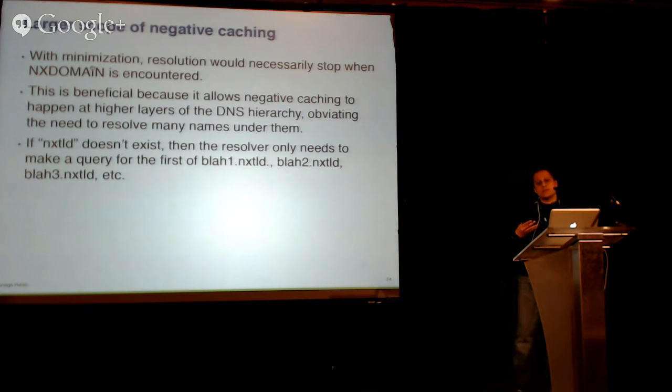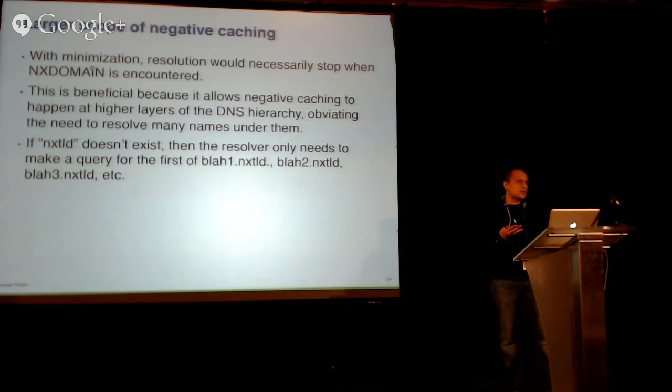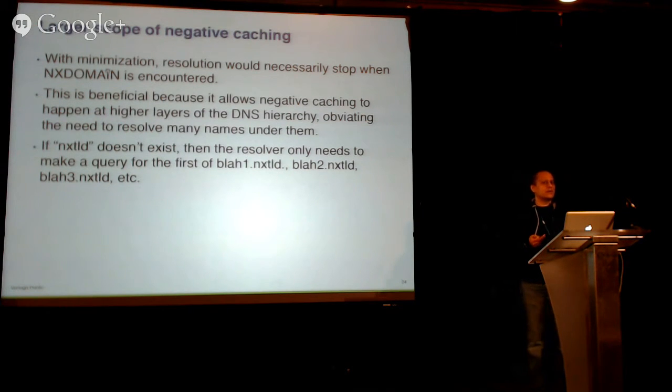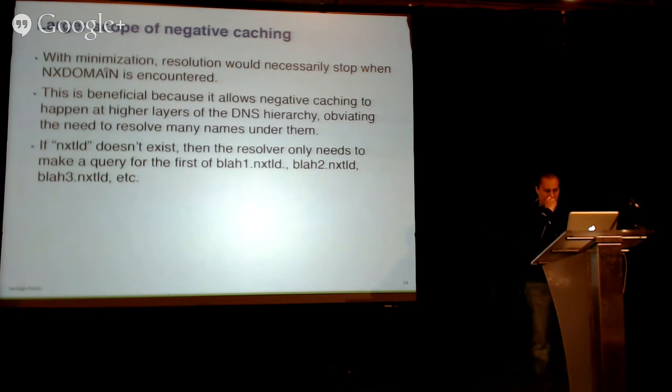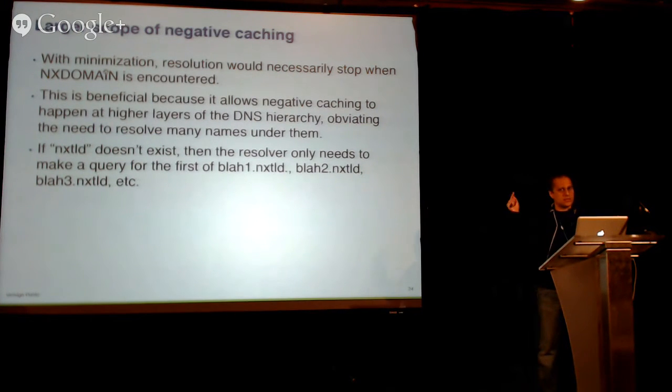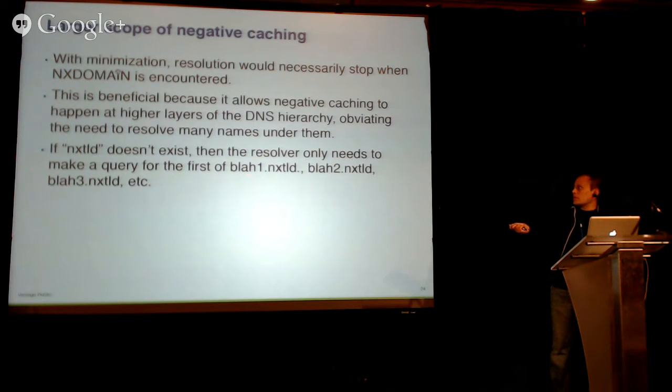With a minimization algorithm, resolution would necessarily stop as soon as you encounter an NXDOMAIN. That's just how iterative resolution works. But this is also highly beneficial because it allows the non-existence caching to operate at higher layers of the DNS hierarchy, which could potentially obviate the need to do a lot of otherwise unnecessary queries. So imagine, for example, there is a non-existent TLD called NXTLD, and a resolver receives a stream of queries for blah1.nxtld, blah2.nxtld, and so on and so forth. With a minimized resolver, it only has to issue the first one, because when resolving this first one, it would uncover the fact that NXTLD explicitly does not exist. It wouldn't have to do any of these other queries.